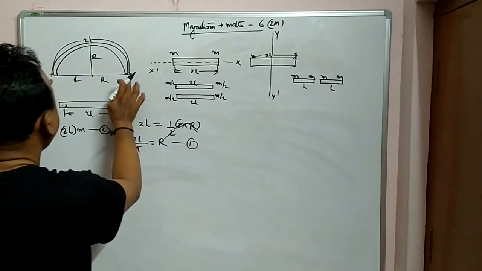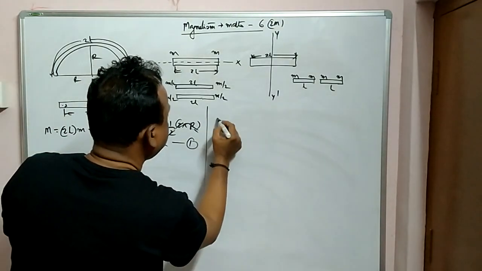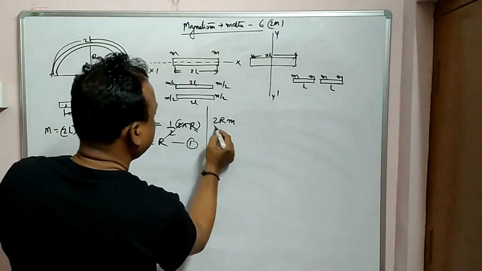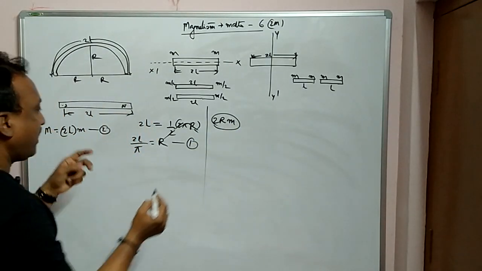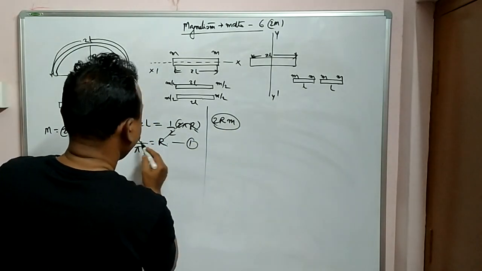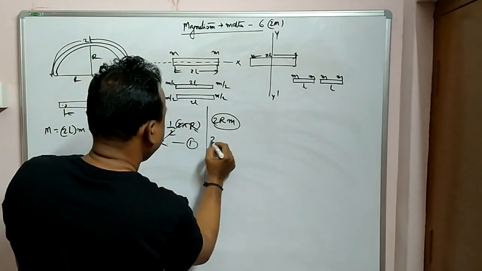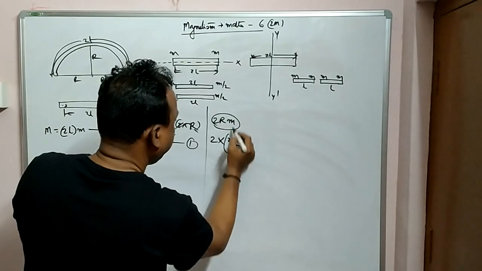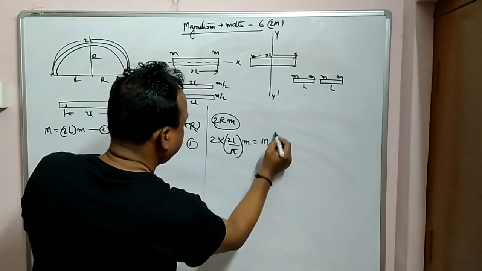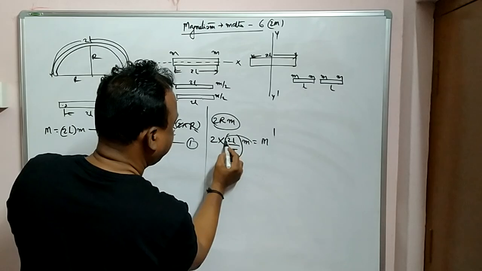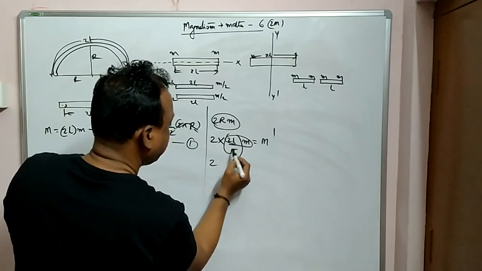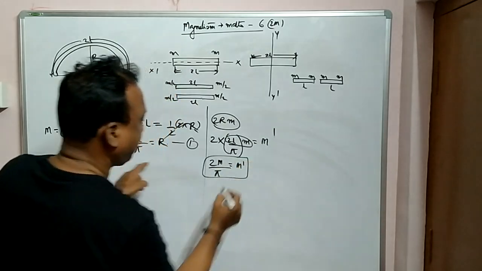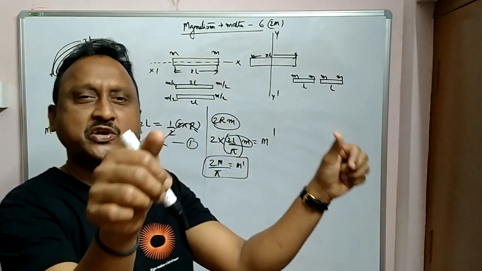So here what happens now? What is the length of the magnet? Now the length of the magnet has become 2rm. And what is r here already? 2L by pi. So 2 into r is 2L by pi into m. This is the new magnetic moment now. But we know 2Lm is the initial magnetic moment. So 2m by pi. This is the magnetic moment of the bar magnet when it is bent into a semicircle.